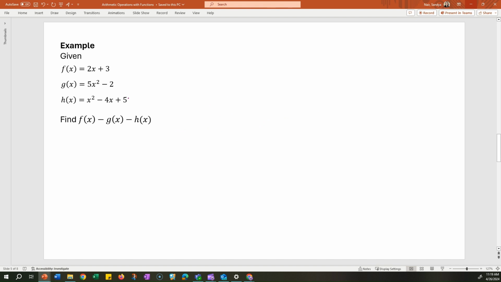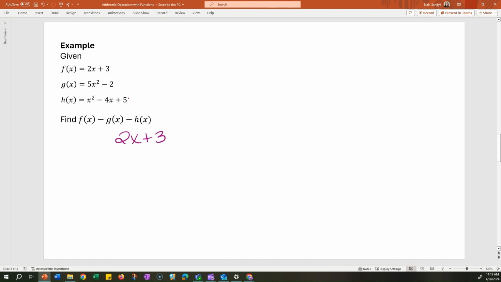So suppose we have f of x equals 2x plus 3, g of x equals 5x squared minus 2, and h of x equals x squared minus 4x plus 5. So now we have three functions, and we want to subtract them. We want to find f of x minus g of x minus h of x. So let's go ahead and plug in what we have.